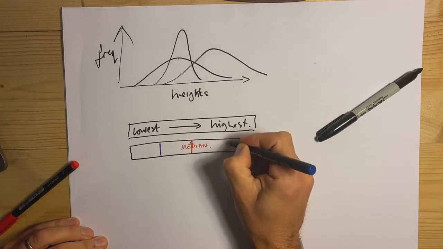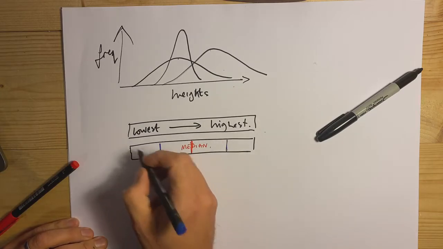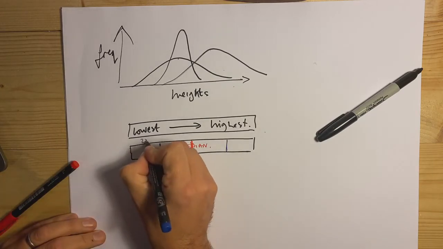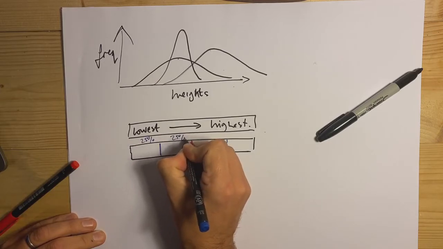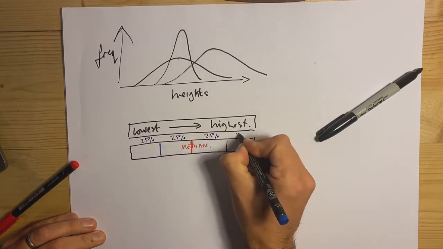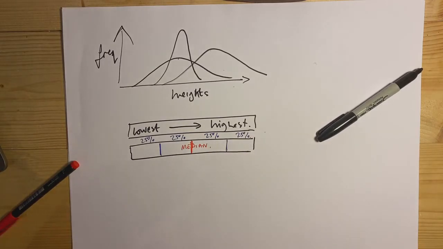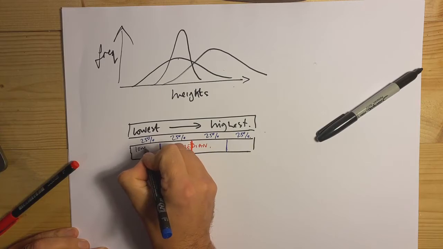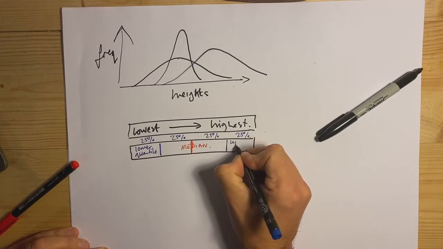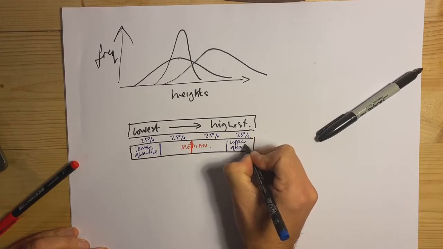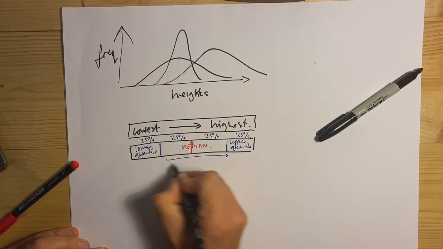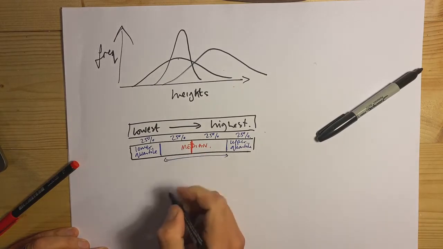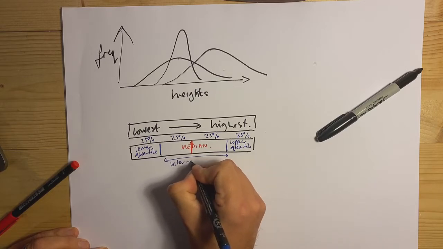So we're splitting up all of our data into quarters. Here we have 25% of our data, another 25%, another 25%, and another 25%. Okay, so here we have different quarters of the data, and we call this one the lower quartile, this one the upper quartile, and this central 50% of the data, 25% plus 25%, we call the interquartile range.